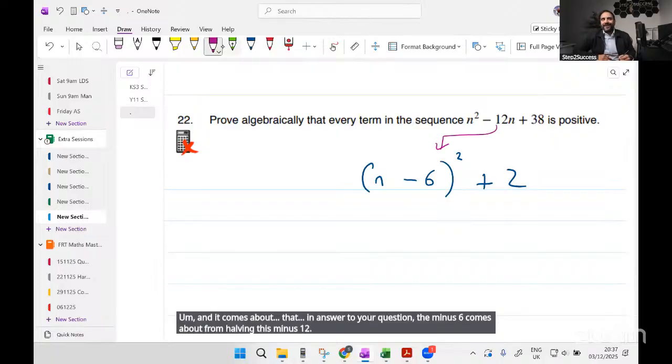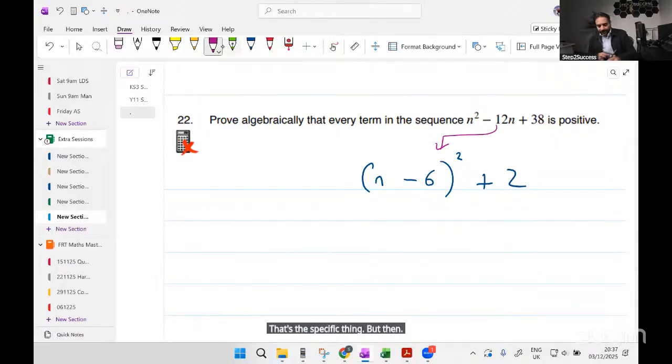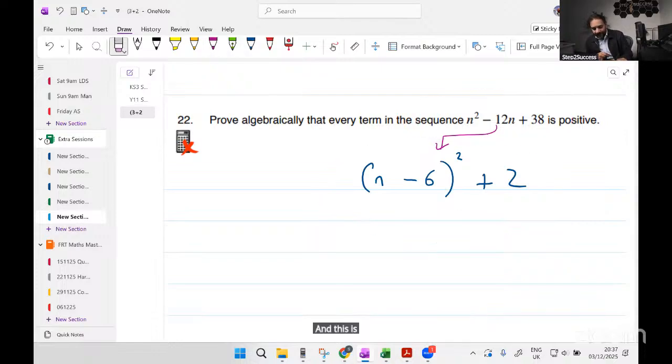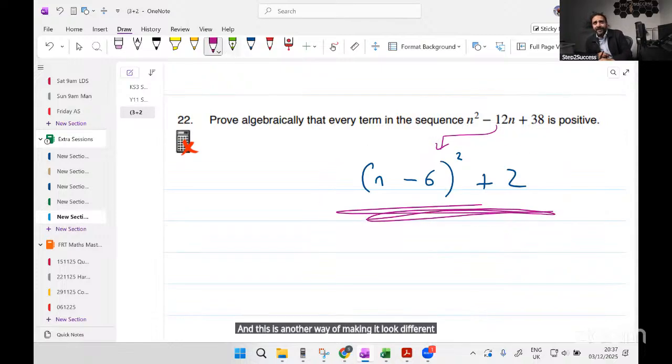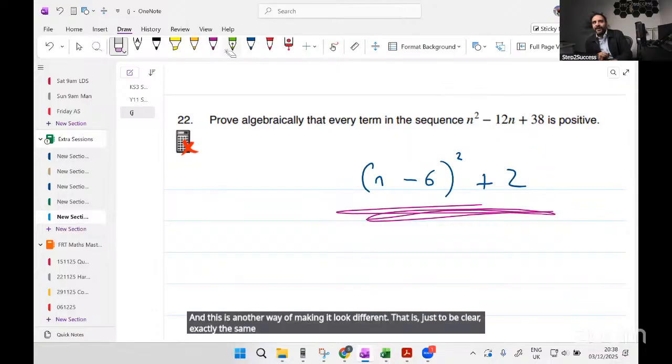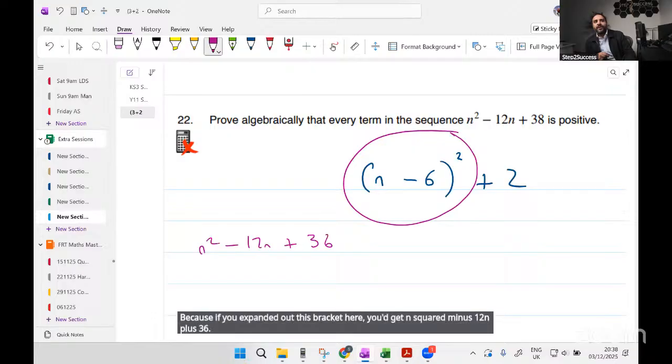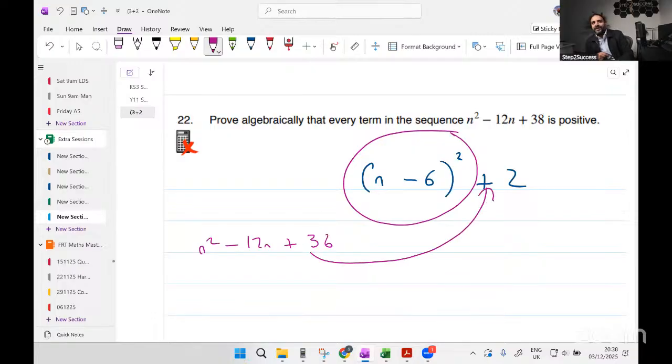That's the specific thing. But then what you're trying to do is change how this looks. And this is another way of making it look different. That is, just to be clear, exactly the same as n squared minus 12n plus 38. Because if you expanded out this bracket here, you'd get n squared minus 12n plus 36. And then we're adding 2 to it, which is what gives us the 38. So that is the same as that.